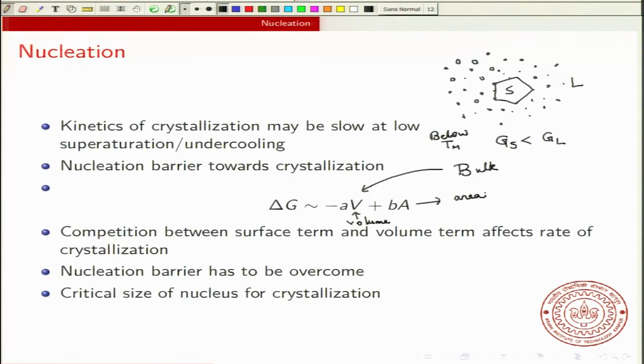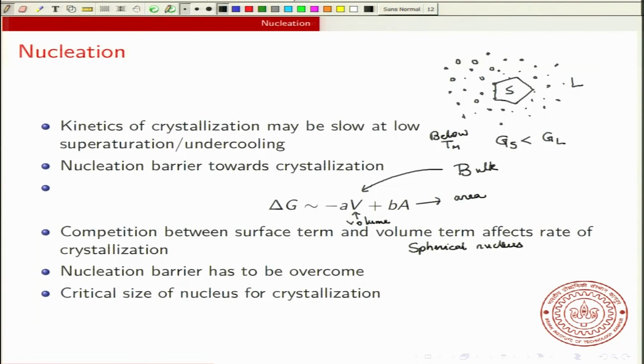Now, it turns out that if you have a very small crystal, then this area term dominates, and actually the free energy for a small crystal becomes positive. Of course, if you have a large crystal, then the volume is much bigger than the area, and so the free energy will be negative, and you will form a crystal. So this free energy depends on the size of the crystallite. Assuming a spherical nucleus, this little piece of crystal is called a nucleus.